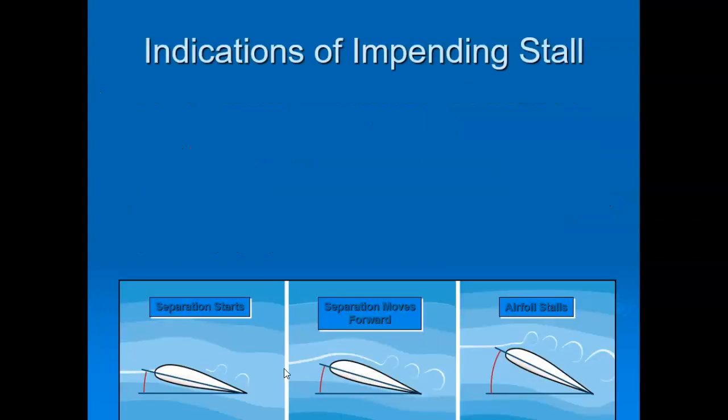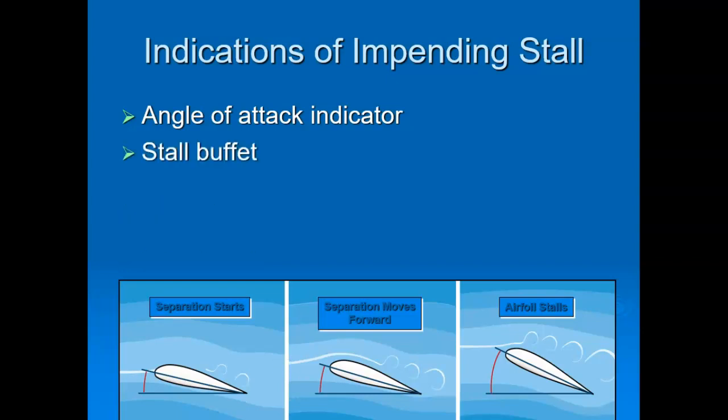There are several ways that a pilot can tell when an aircraft is about to stall, depending on the equipment on the aircraft. If the aircraft is equipped with an angle of attack indicator, then the angle of attack indicator can tell the pilot when the aircraft is close to that critical angle of attack. Another way is the stall buffet. Stall buffet is just a feeling of bumpiness just before the stall. Instead of the aircraft moving smoothly through the air, it starts to buffet or bounce.